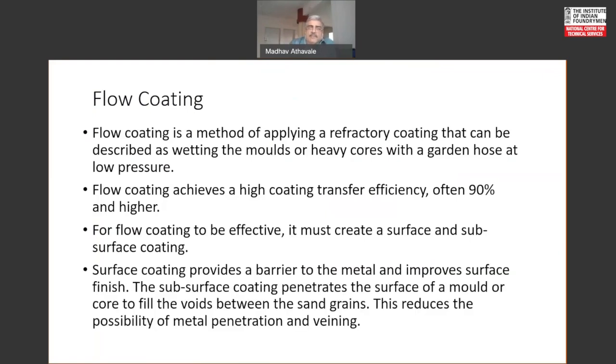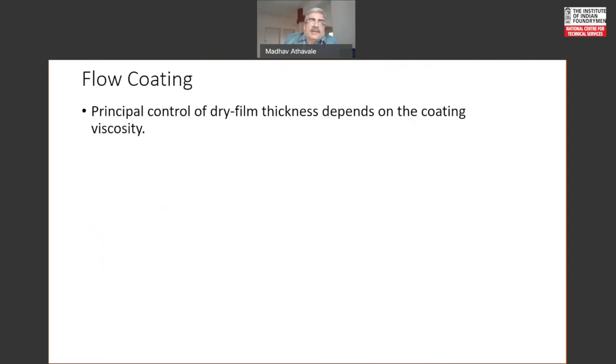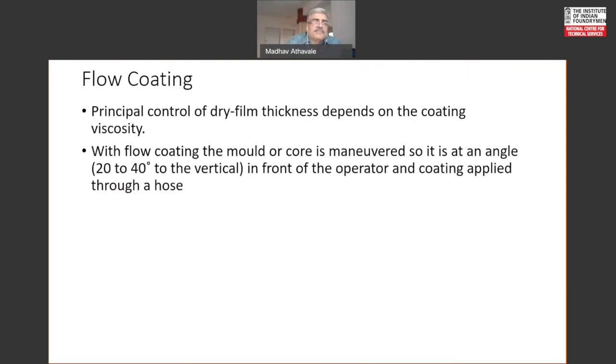Surface coating provides a barrier to the metal and improves surface finish, and subsurface coating, the filler which has penetrated within the cavities in the sand grains to fill the voids between the sand grains, reduces the possibility of metal penetration and wearing. Now, in case of flow coating, again, dry film thickness is, as we saw in case of dip coating, what matters finally, and that again depends on coating viscosity.